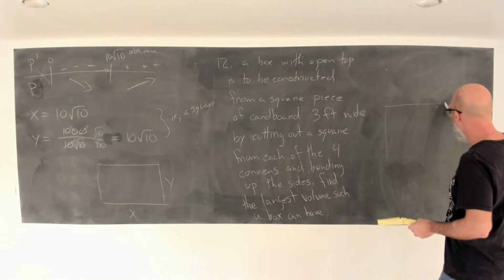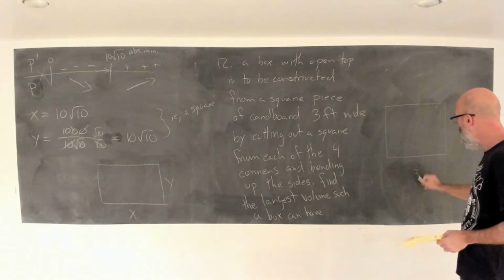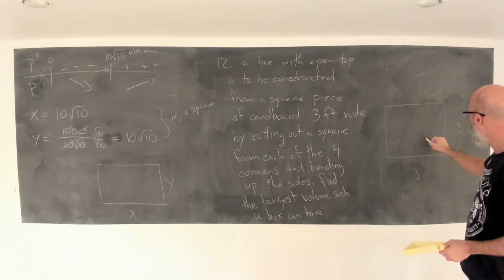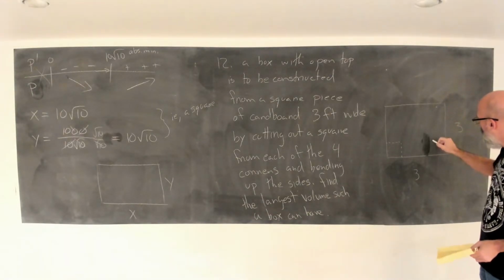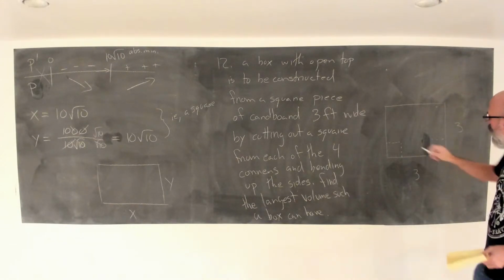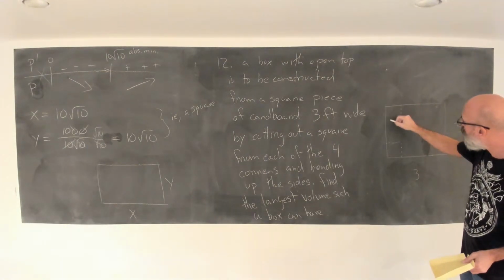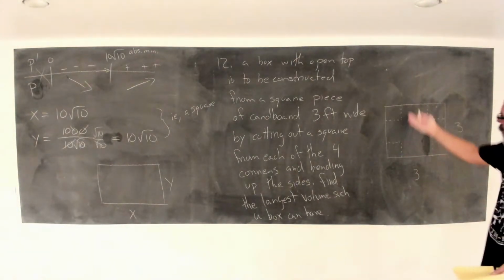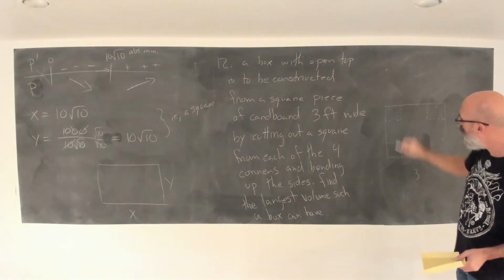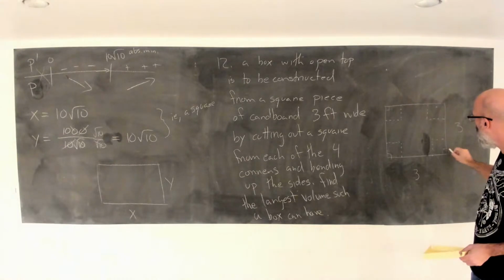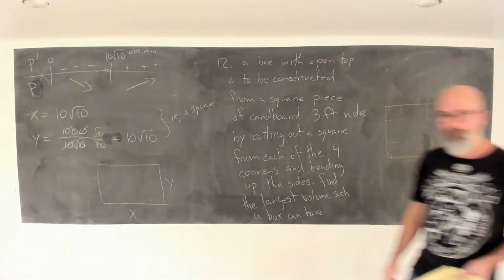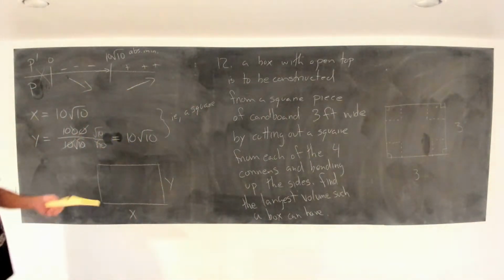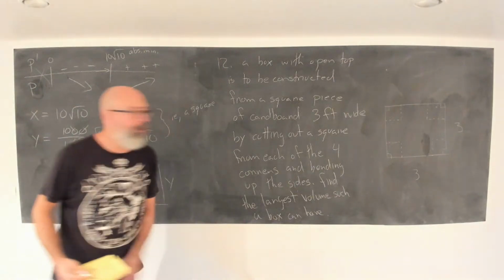So you have this square that you're starting out with, 3 feet by 3 feet, and then you're going to cut out squares out of each of the corners. They could be large squares, they could be small squares. The question is, how large must the squares be to maximize the volume?